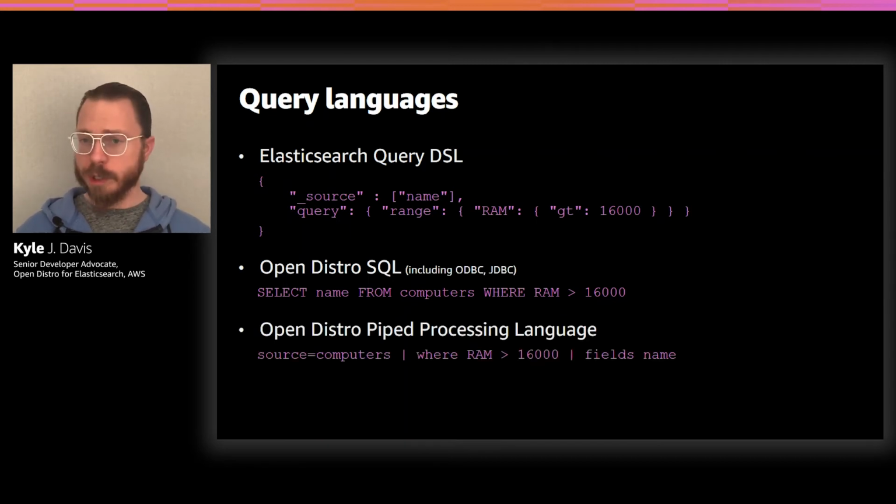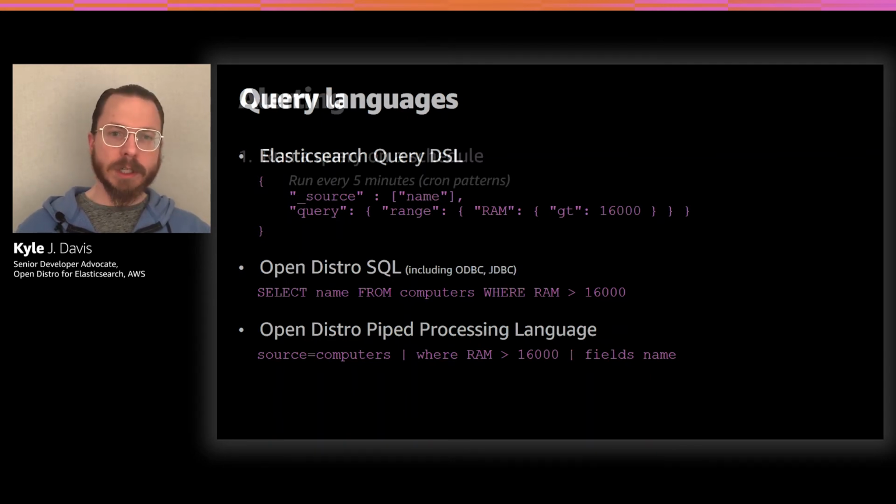And then we also have, which is a relatively new feature, piped processing language, which is very similar, but it takes the concept that you would know for Unix pipes and applies it to data access. In this case, our source is computers, that's the index. We're using a where clause to reduce that index down, and then the fields pipe here, where we have name, is just returning the name values. So it's really a great way of looking at how to access data if you're trying to build an exploratory or iterative way. It's a really straightforward query language for that.